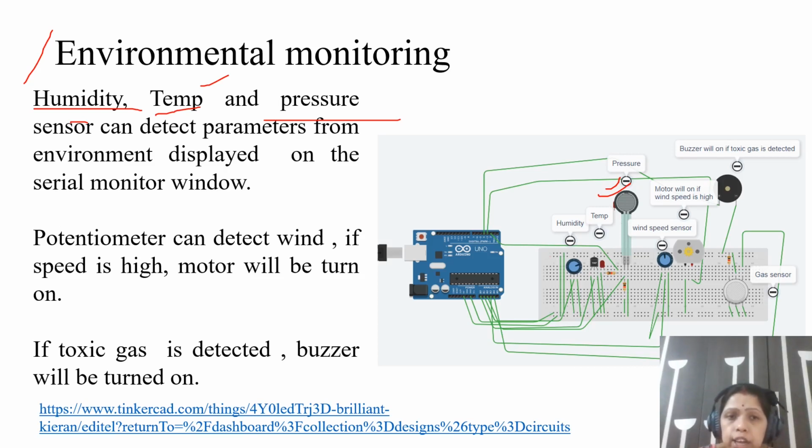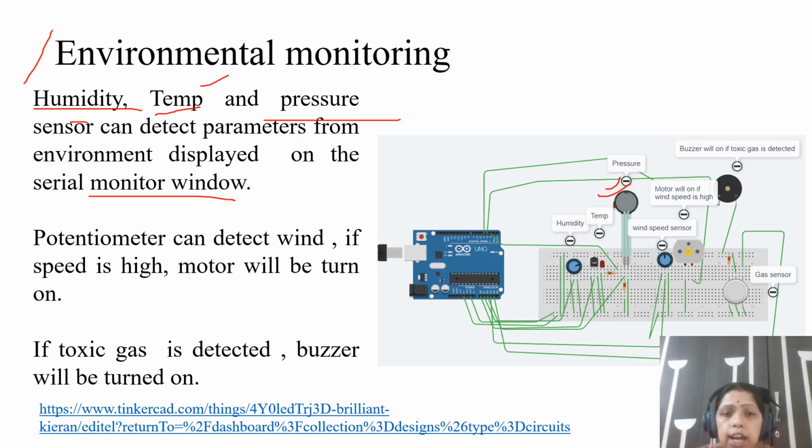These three data, humidity, temperature, pressure, you can connect to the LCD. In this case, I did not connect the LCD. You can show the message on the serial monitor window in Arduino. Okay, there is a serial monitor window in Arduino. Here you can show these results, humidity, temperature, pressure from the environment, right?